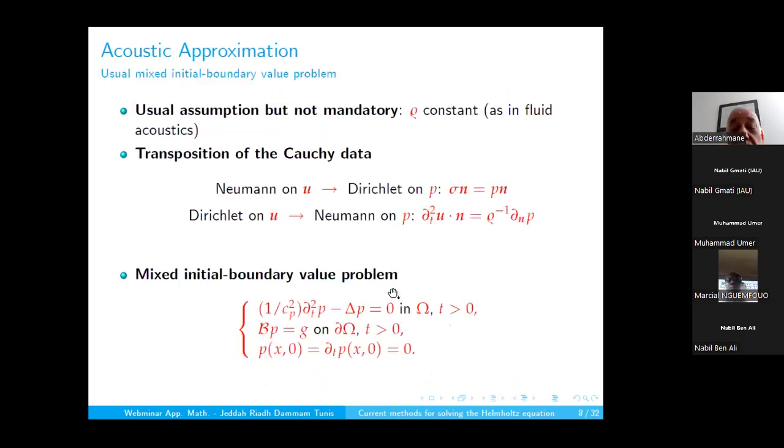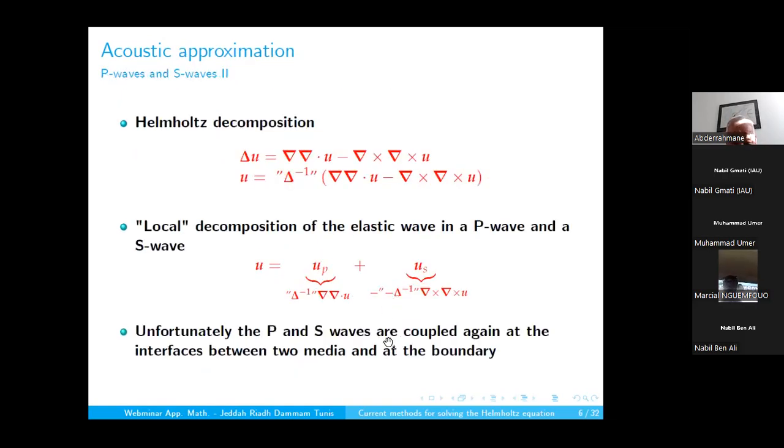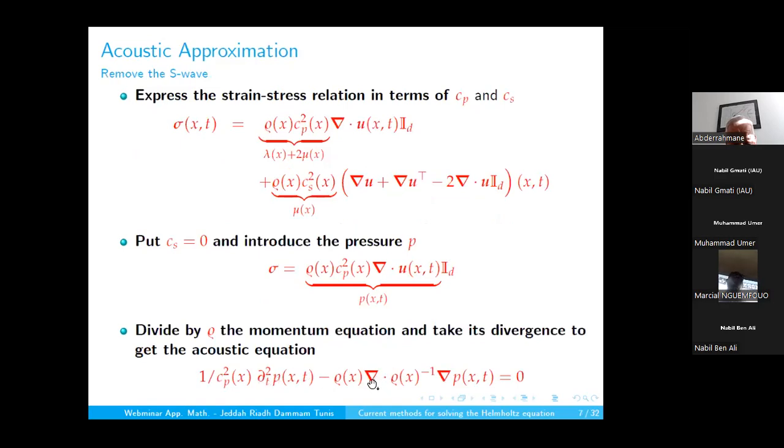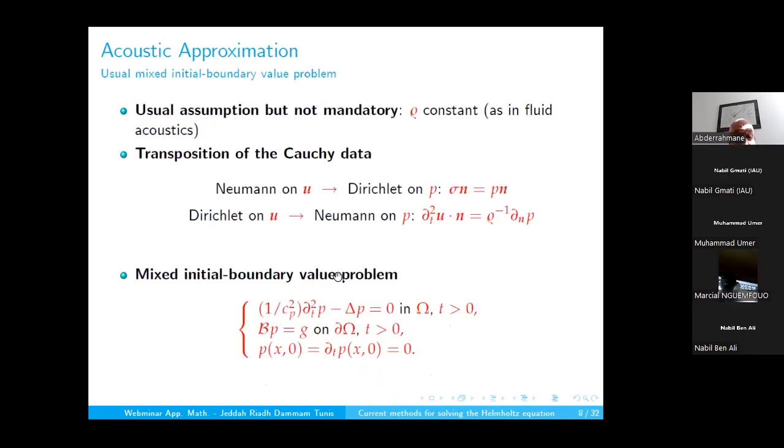Usually one can assume that rho is constant, as in fluid acoustics. And then you obtain a wave equation with the Laplacian here, and with the varying velocity, and the medium is characterized by this velocity, which is piecewise constant.